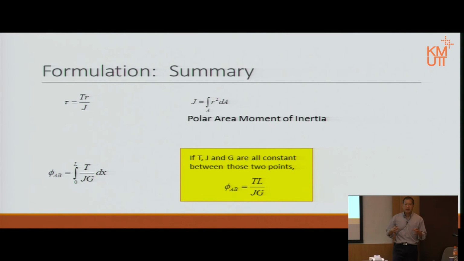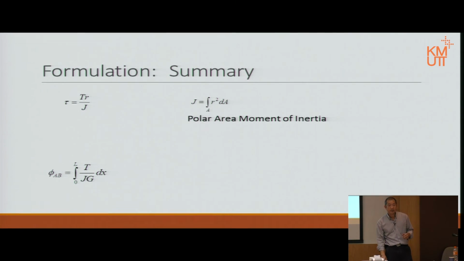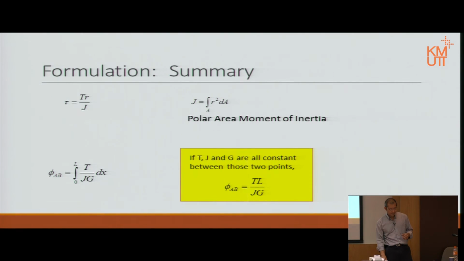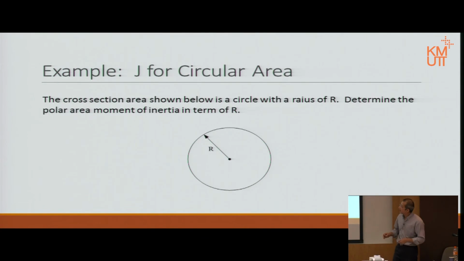Okay, then let's see how it actually works in action. First, because we haven't done much on J, the polar area moment of inertia, we'll do it here. Let's look at a circle. This is a circle. The total radius is capital R. What we want to find out is how we calculate the polar area moment of inertia for this circle.